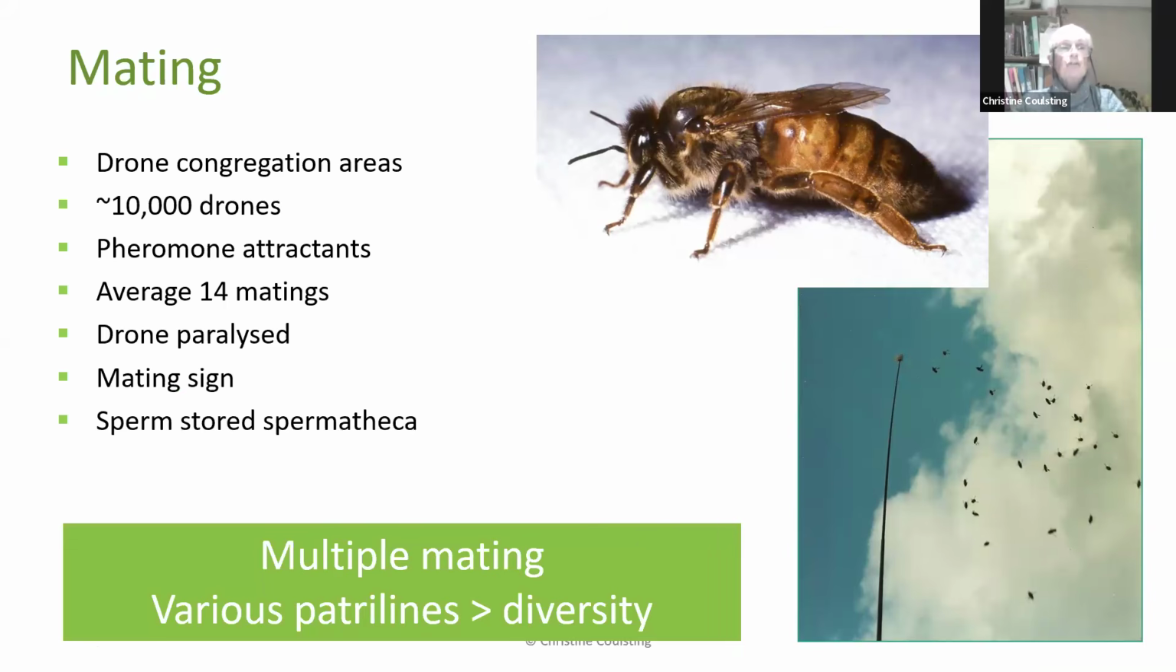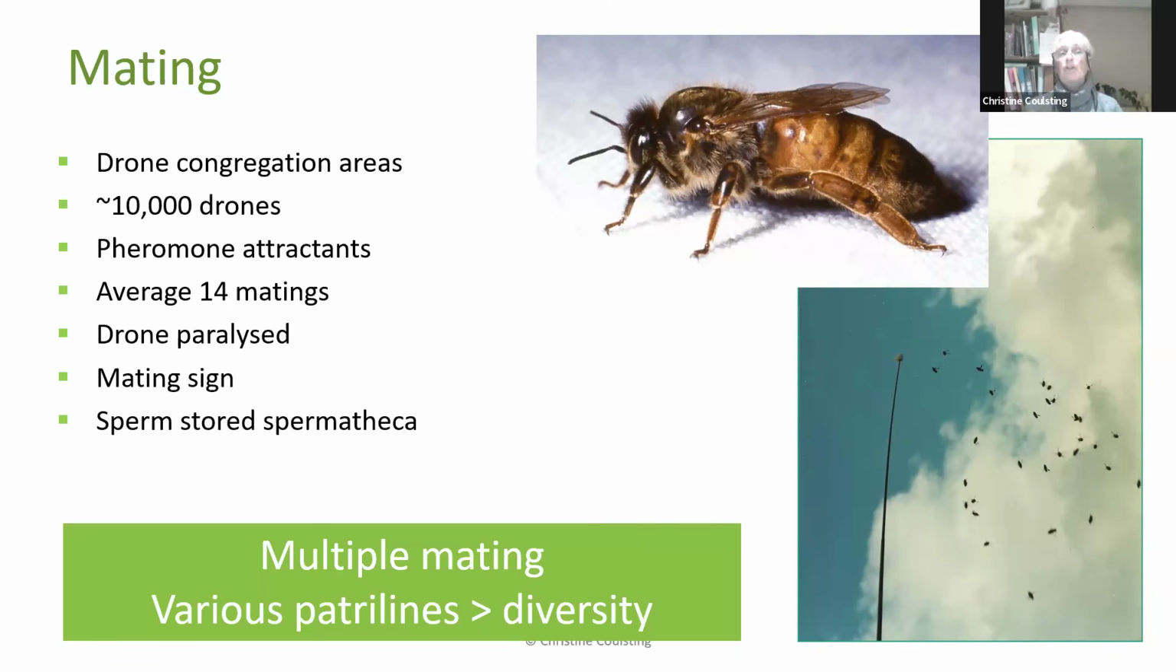Mating takes place in drone congregation areas, and there'll be about 10,000 drones. The drones are attracted by the queen's pheromones, and an average of 14 to 17 matings takes place. That multiple mating gives lots of patrilines. So I always think of it as lots of barcodes, lots of different features.